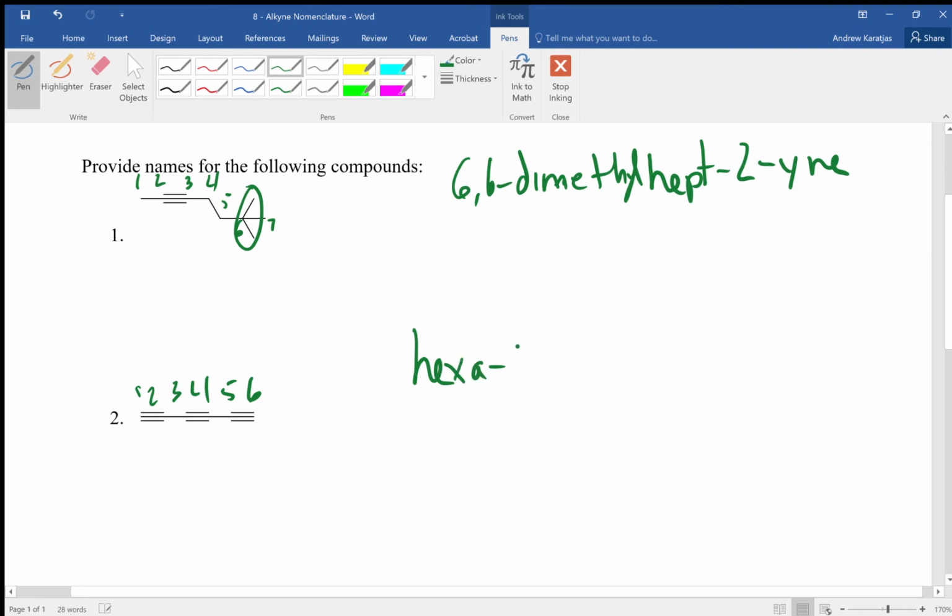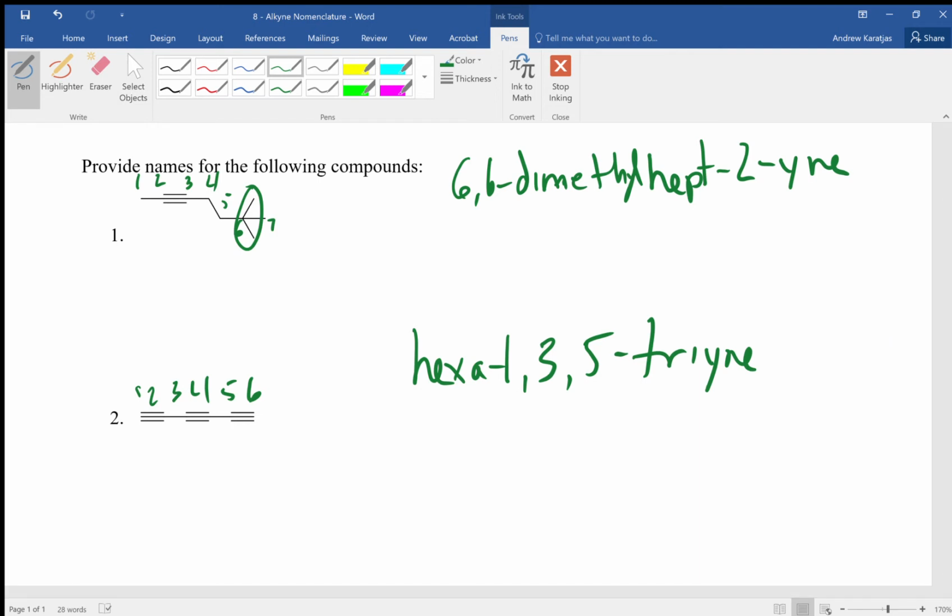So just like with alkenes, if you're going to have multiple alkenes, you put a prefix in front of the ene. Same thing with alkynes. 3 alkynes is going to be tri. So 3 alkenes gave us triene. 3 alkynes give us triyne. And we just need to list each of the numbers. And again, remember that when it comes to alkynes, E and Z doesn't apply. That's only with alkenes. So we don't have to worry about that for these examples.